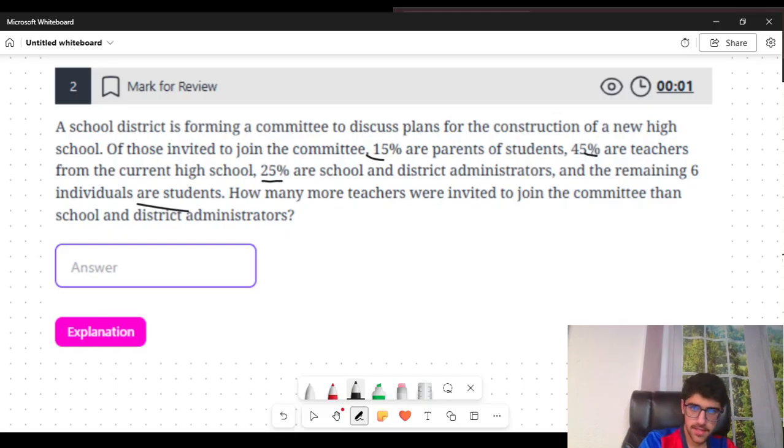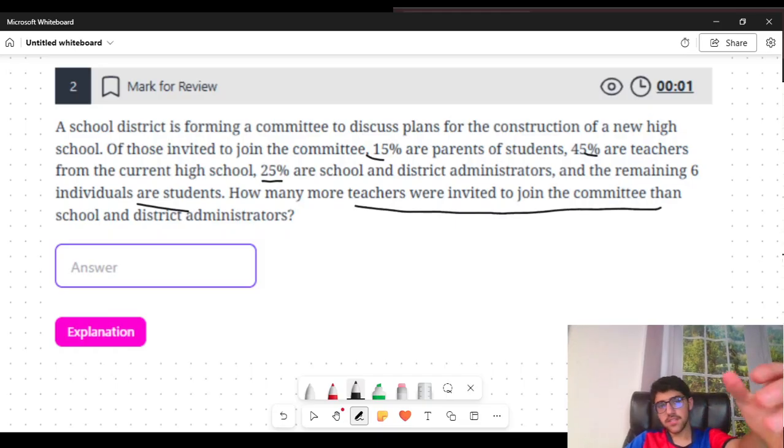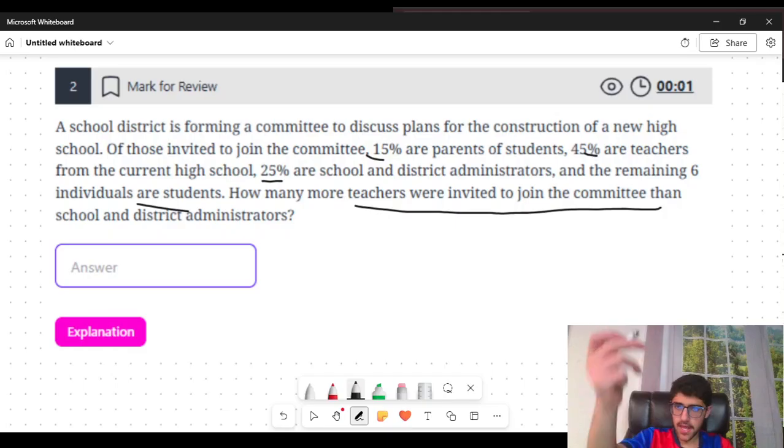So right here, I see that they want us to find the amount. We're told the percentages, we're supposed to find the number of people, and then find the difference between the teachers and the administrators. Here, you have to realize they gave you the students as 6. They gave you a number for students instead of a percentage. That is to allow you to solve for it.